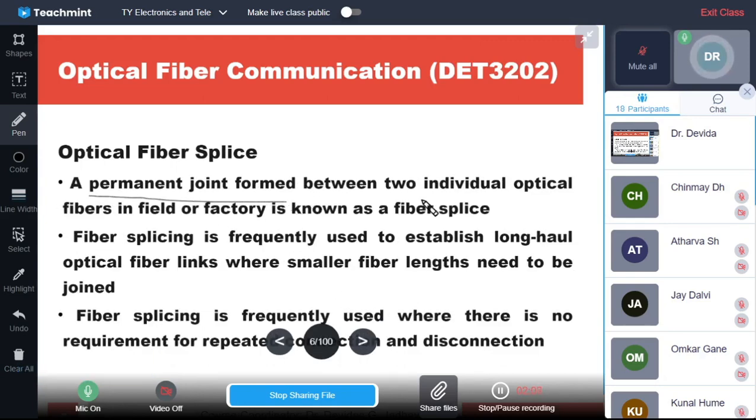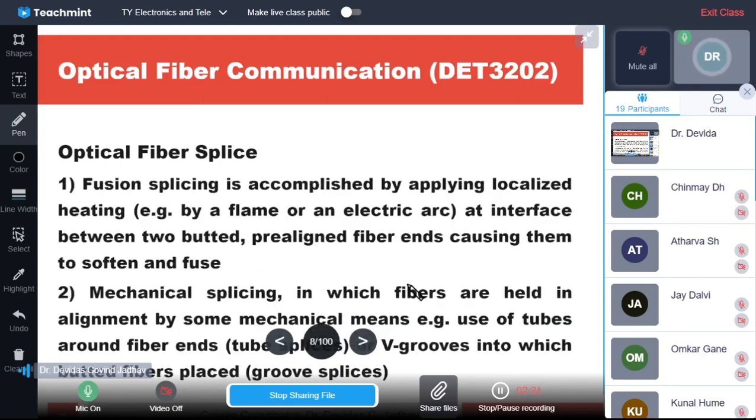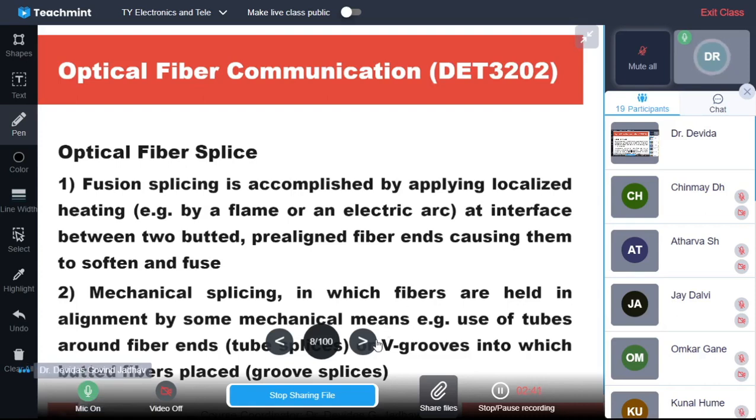A permanent joint is formed between two individual optical fibers either in the field or in the factory. To establish long haul optical fiber links, joints are necessary, and splicing is frequently used where there is no requirement of repeated connection and disconnection. Splices are of two types: fusion splicing and mechanical splicing. In the fusion case, we know an electric arc is used to fuse the fibers and join them permanently. In mechanical splicing, a mechanism is used to hold the two fibers permanently.